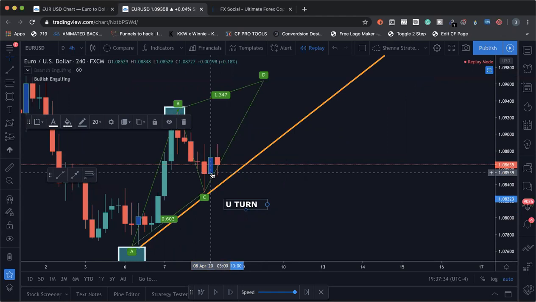So confirmation number 1, it created A, B, and C. Confirmation number 2, it created an engulfing candle. Confirmation number 3 or 4 is it hit my trend line. So what does that tell me?